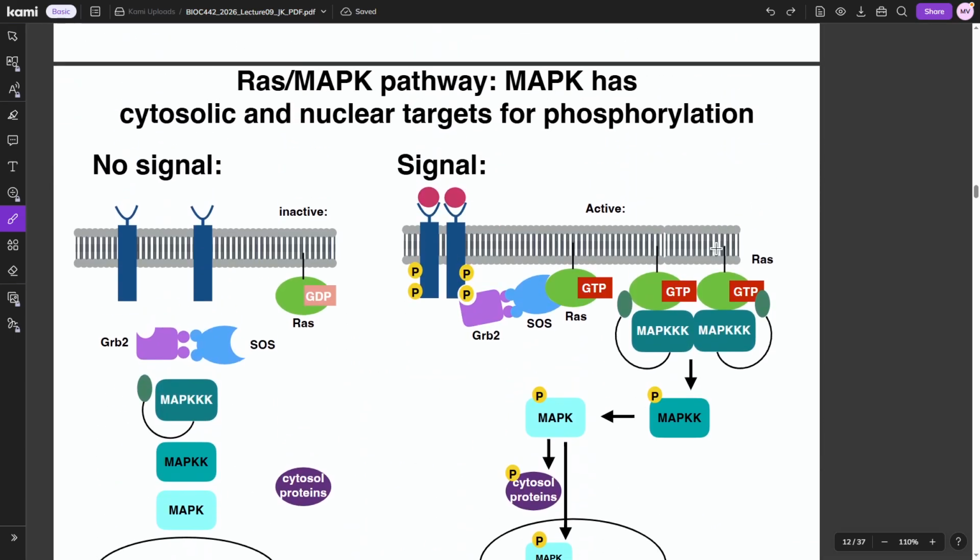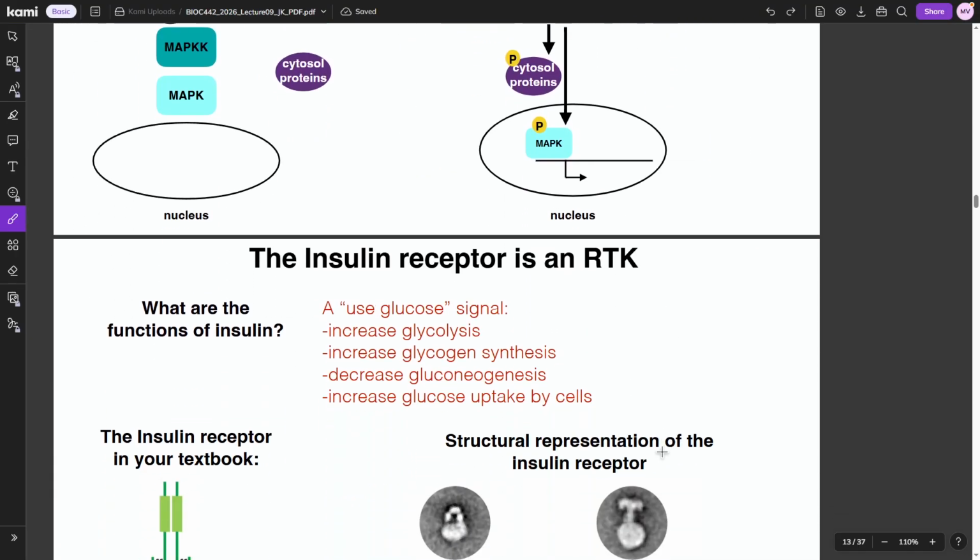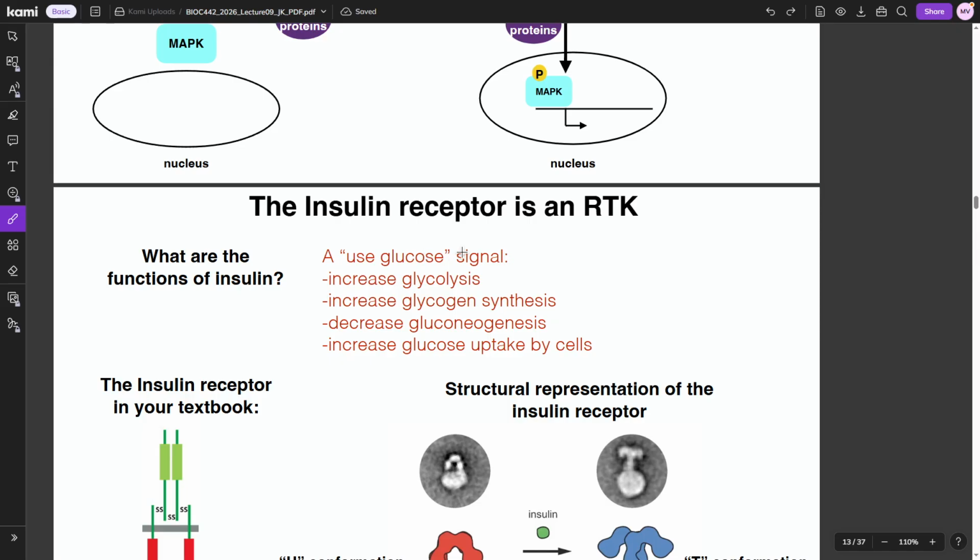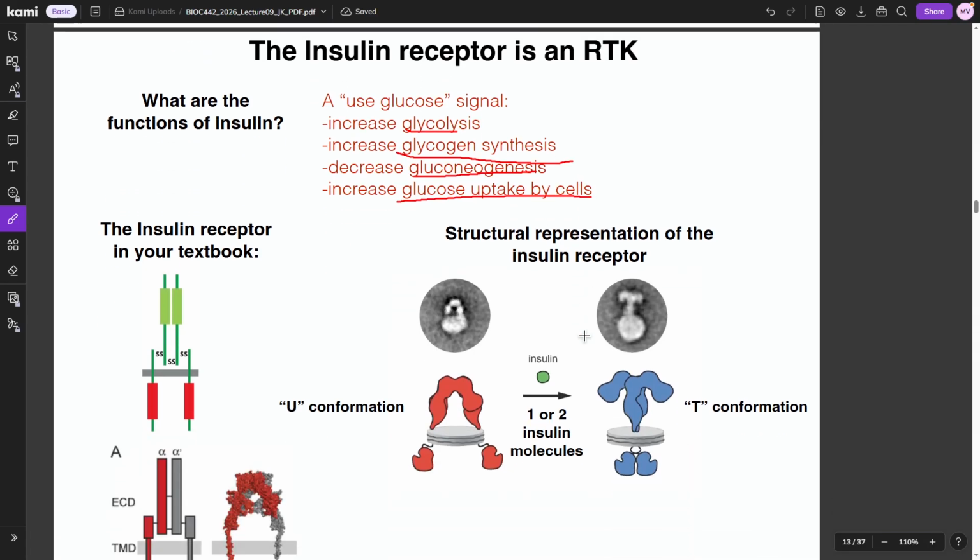So this is actually a great slide to memorize or put on your note card. The insulin receptor is an RTK. Cool. That's all they're saying. So you guys know what insulin does. Insulin increases glycolysis, increases glycogen synthesis, decreases gluconeogenesis, and increases glucose uptake by cells. Basically, insulin is the hormone that says, hey, we have extra glucose, let's store it and use it.